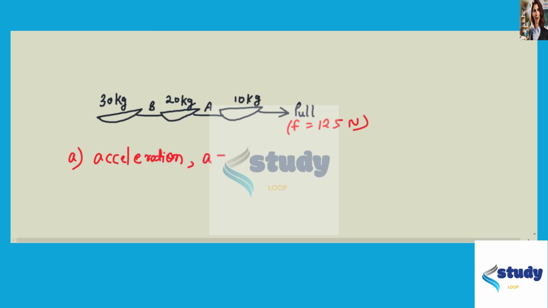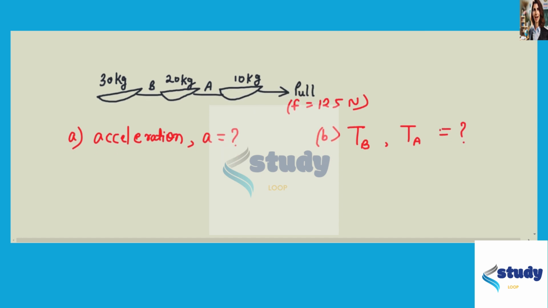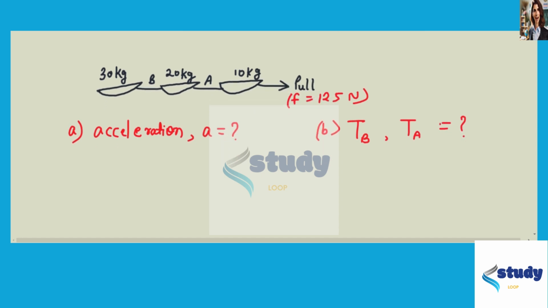Let us say it is A, and we need to figure out what are the tensions in this rope B and rope A. So let us say tension in B is TB and tension in A is TA. So these both need to be computed. So acceleration can be easily computed. Here we will just consider the net force.